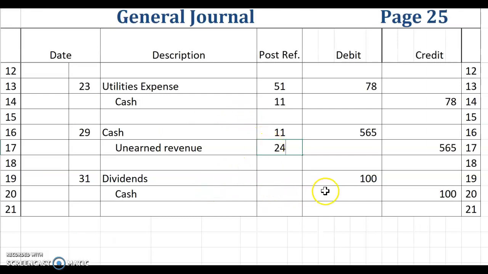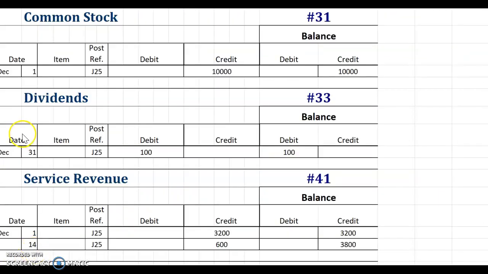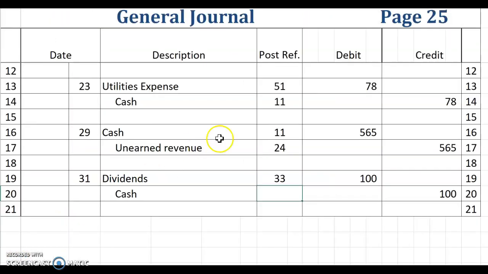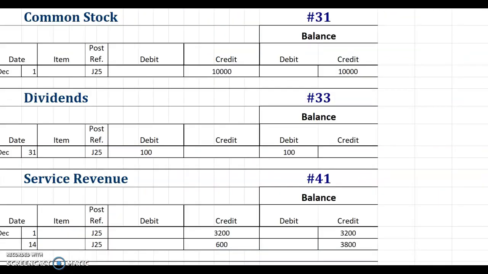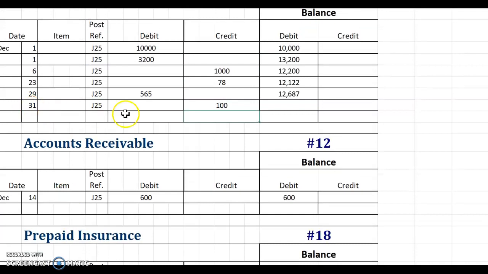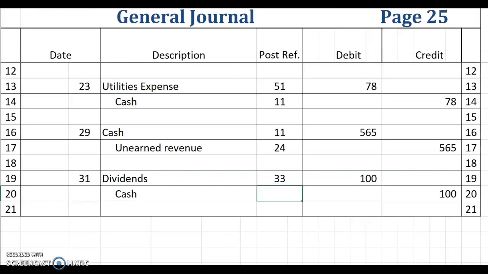And then our last journal entry, we need to post the debit to dividends of 100. So here's the 31st. It's a debit of 100. That's the only thing in dividends, so that's 100 balance. We come back. We put 33 in the post reference column. We need to post that credit to cash. Go to the cash account. Here's the 100 credit. It had a balance of 12,687 debit balance, and then we posted a credit, so we subtract the 12,687 minus the 100. 12,587 is the balance in cash. Put in the post reference.